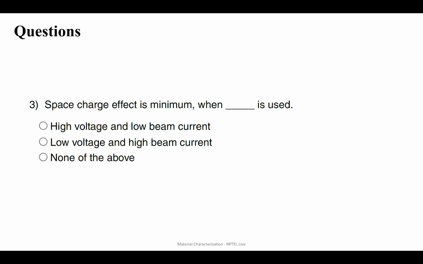Space charge effect is minimum when dash is used: high voltage and low beam current, low voltage and high beam current, none of the above. That is correct. The answer is A, high voltage and low beam current.